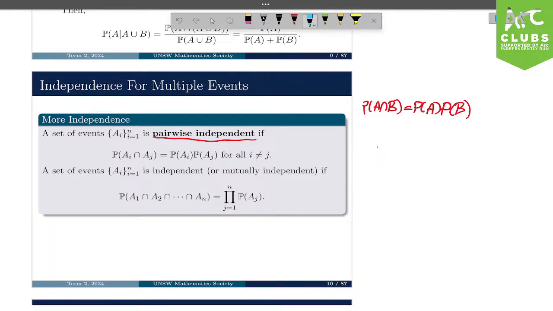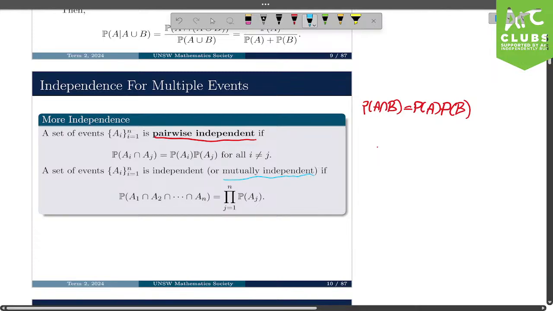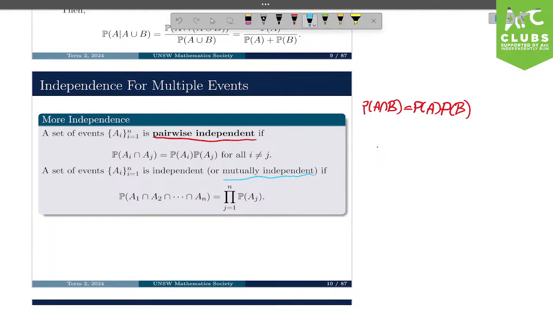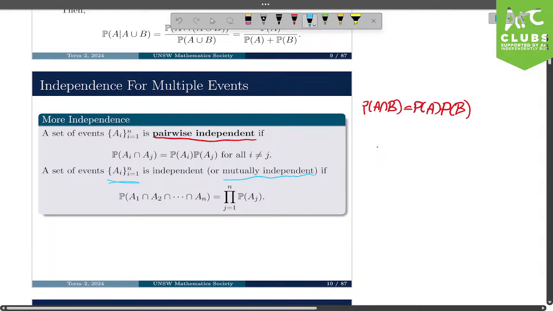We also have this idea of mutual independence. We say that a set of events is mutually independent if the probability of A1 intersect A2 intersect all the way up to An is equal to the product. Right, so this is a further generalization just for a set of events that are n large, so a set of n events.